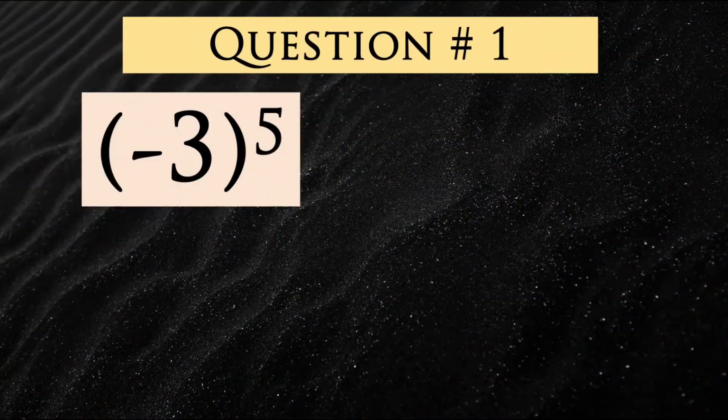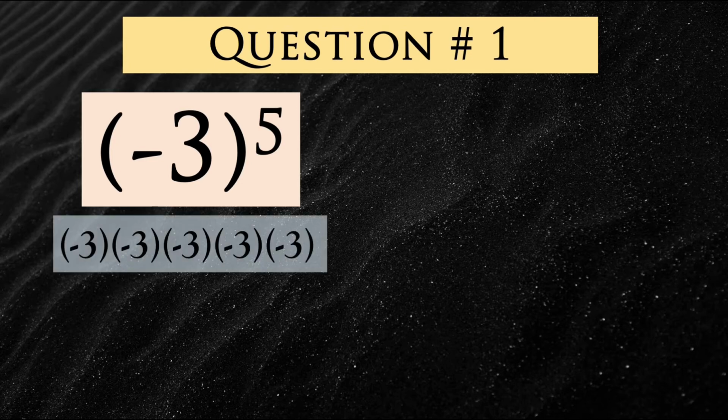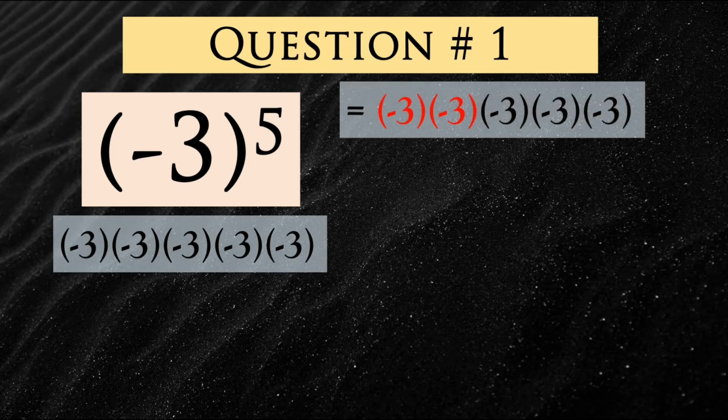Okay guys, so let's have some practice questions. So we have the exercises. Question number 1, we have negative 3 in a parenthesis raised to the 5th power. So we are going to multiply negative 3 5 times because it's inside the parentheses. So let's express it as negative 3 times negative 3 times negative 3 times negative 3 times negative 3. Okay? So let's multiply the first two negative 3's first. So we have negative 3 times negative 3.